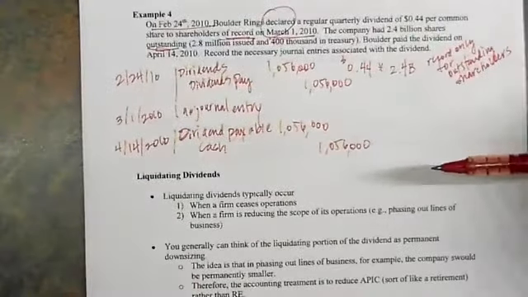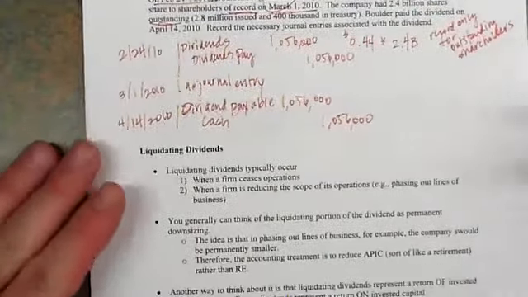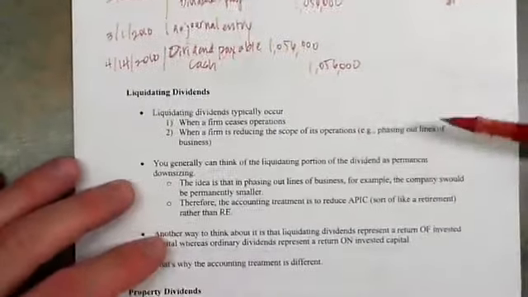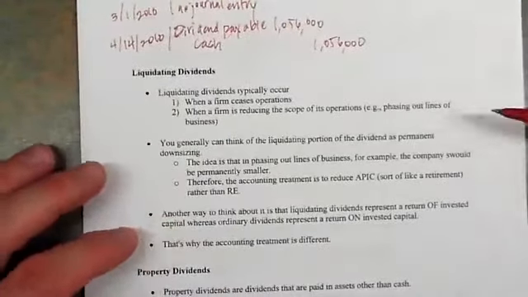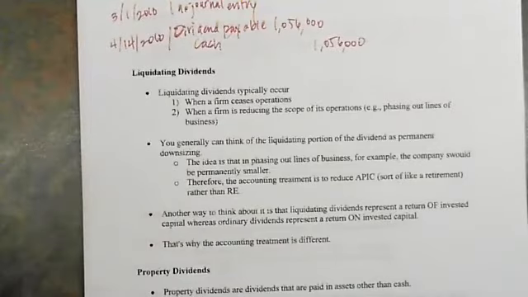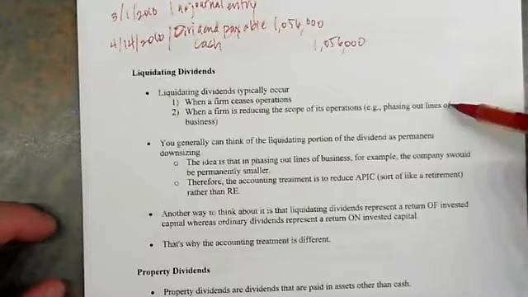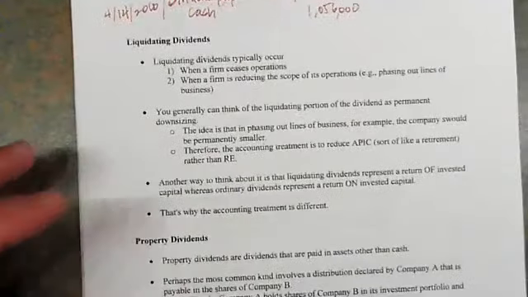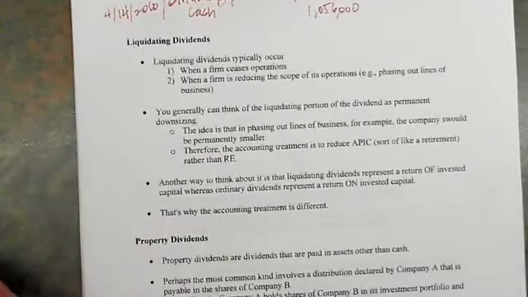So that's the ordinary cash dividend. Then there's a different type of dividend that doesn't occur very often. It's called a liquidating dividend. A liquidating dividend is when a firm is ceasing certain operations, reducing the scope of its operations. Maybe it's phasing out lines of business. It's sort of a downsizing, a permanent downsizing.